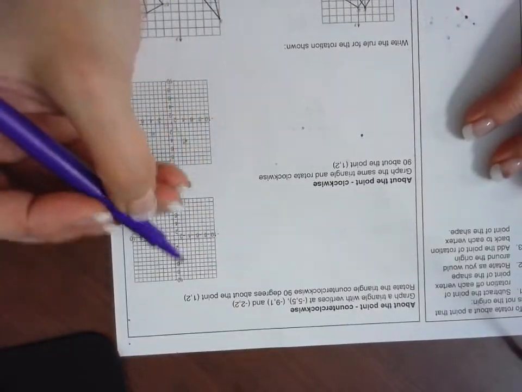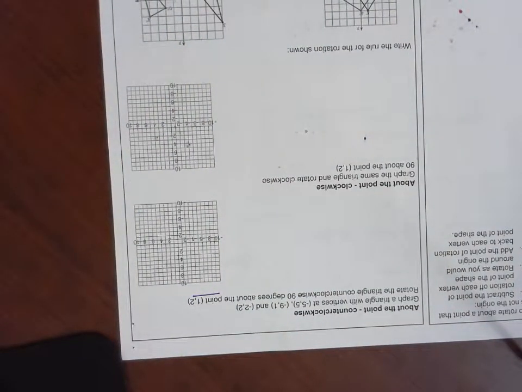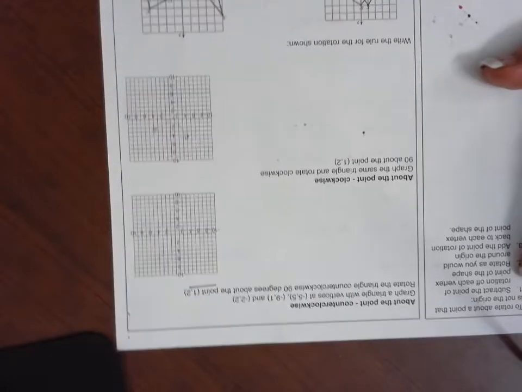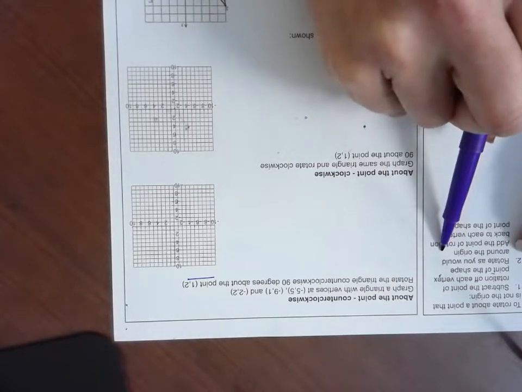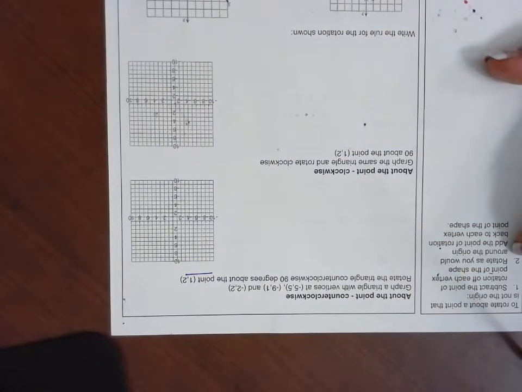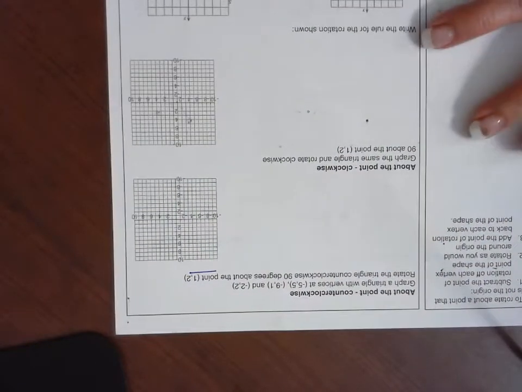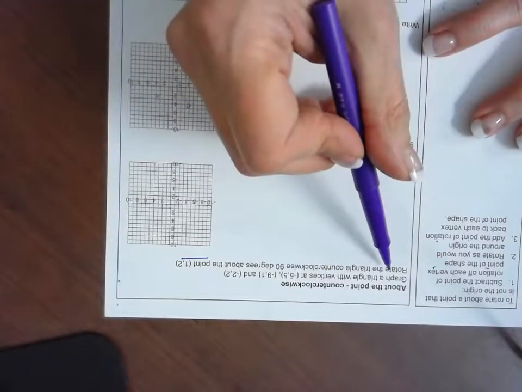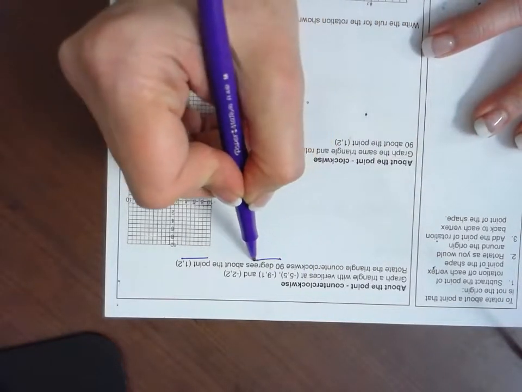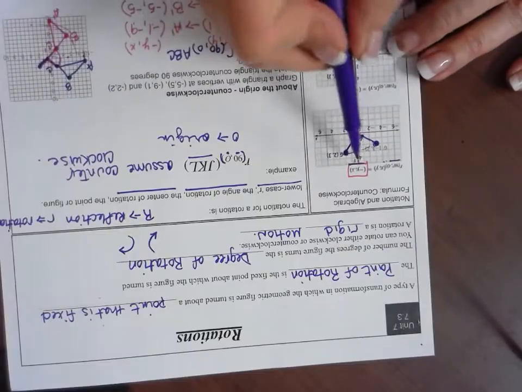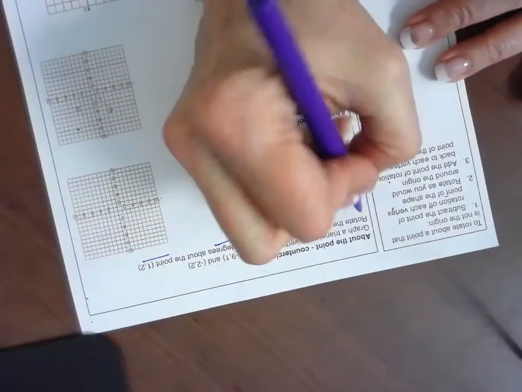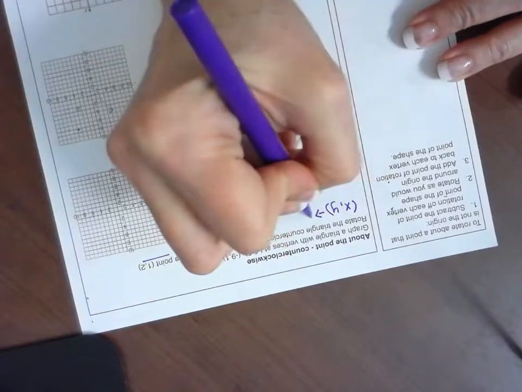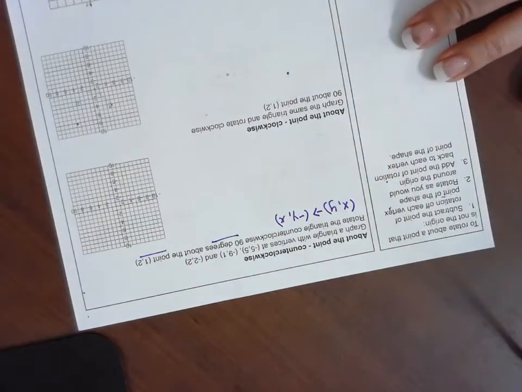Now, if we want to do one that is about a point, and we're not just doing it at the origin, what we have to do is subtract the point of rotation off the vertex that we had, then do the rule for the origin, then put the point back in. Alright, so here we go. We're going to go counterclockwise 90 degrees, so my rule was (x, y) becomes (negative y, x).